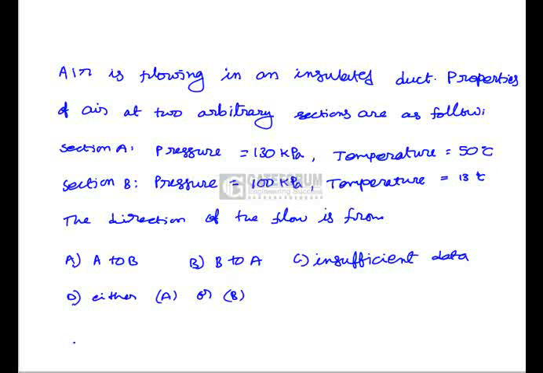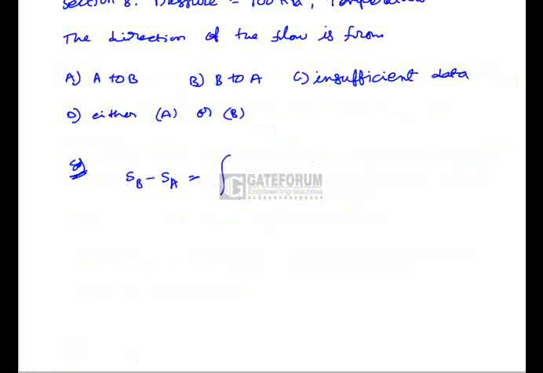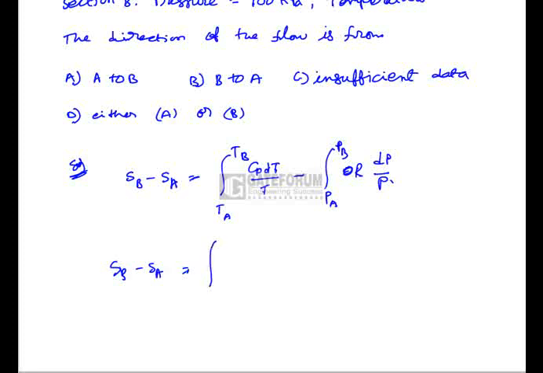Here, first let us assume that the flow is from A to B. So here the change in entropy from A to B is equal to the integration from TA to TB of Cp dT by T, minus the integration from PA to PB of R dP by P. So here SB minus SA is equal to Cp ln(TB by TA) minus R ln(PB by PA).